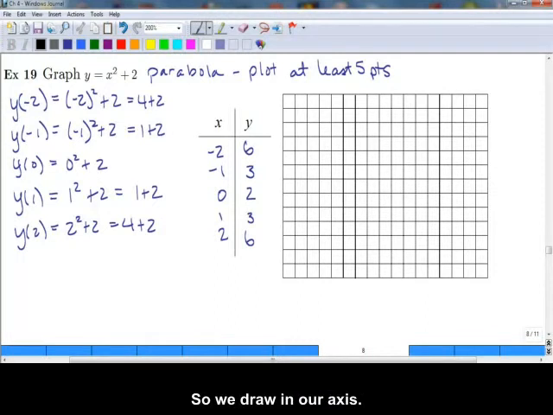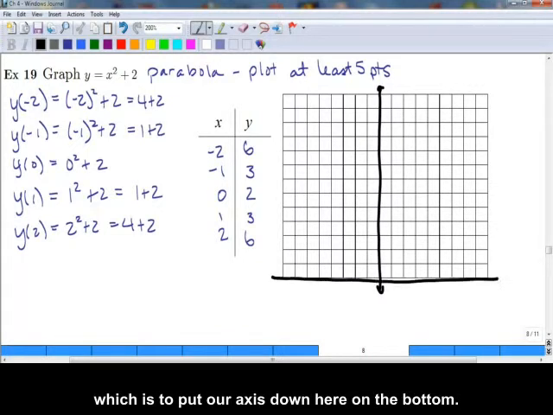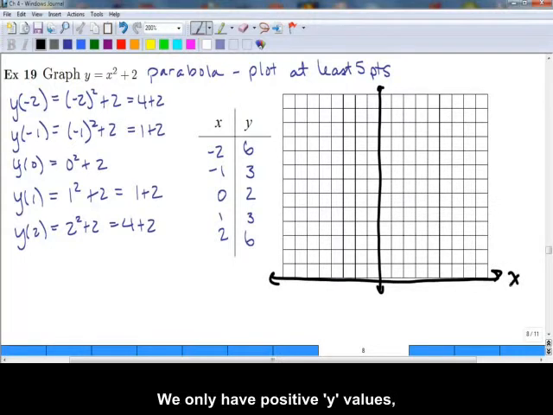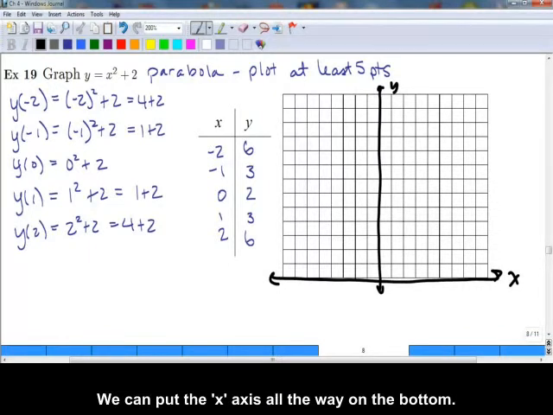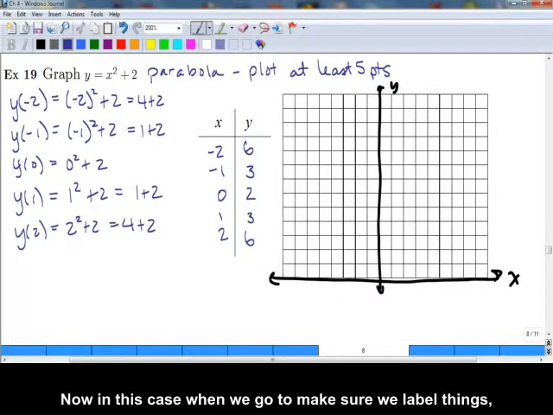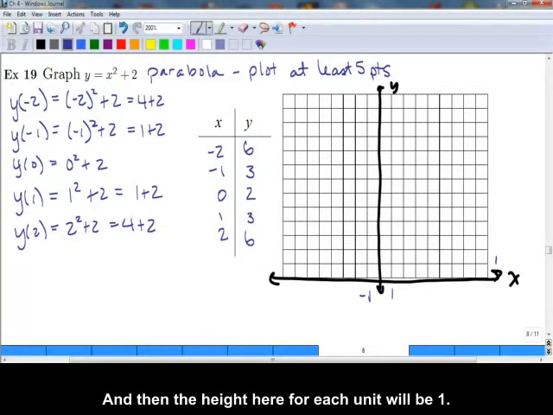So if we draw in our axis, notice that all the y values are positive here, so I'm going to do what I said that we can do with this graph paper, which is to put our axis down here on the bottom. We only have positive y values, so we don't really need to draw any of the negative ones. We can put the x-axis all the way on the bottom. Now, when we go to make sure we label things, again, this is going to be 1, this is -1, and then the height here for each unit will be 1. You can pick something else if you want to.